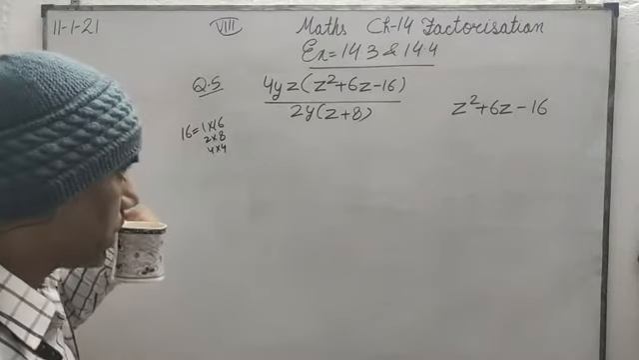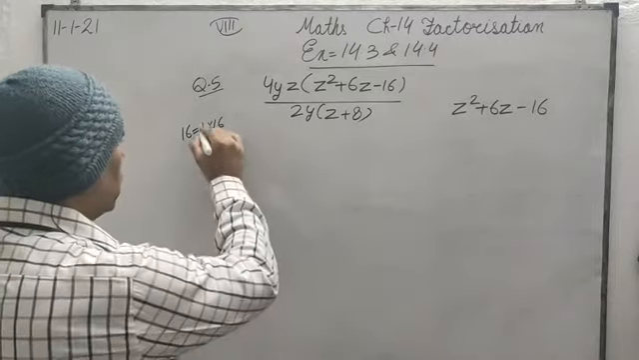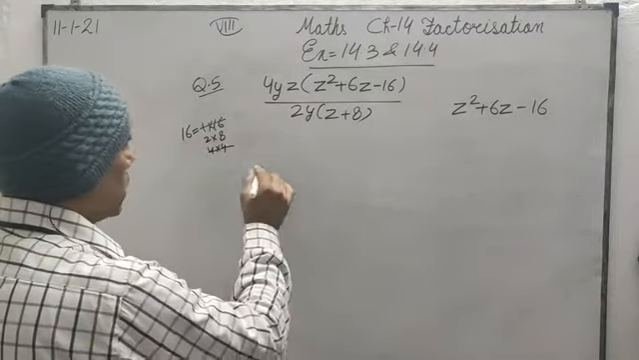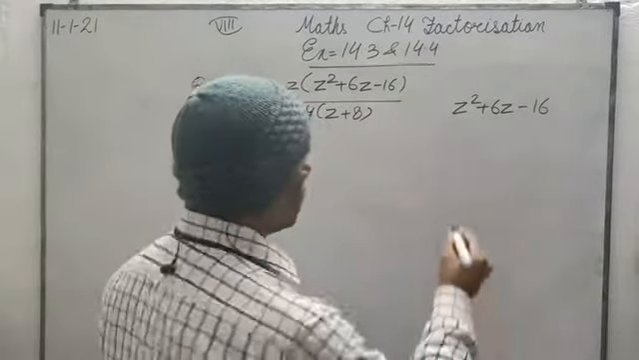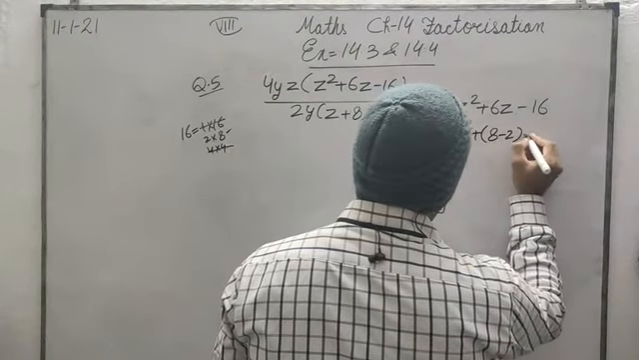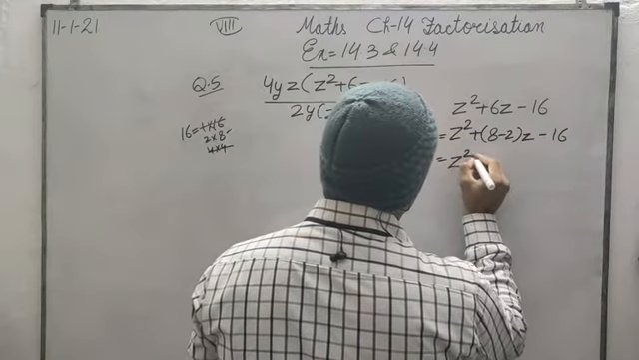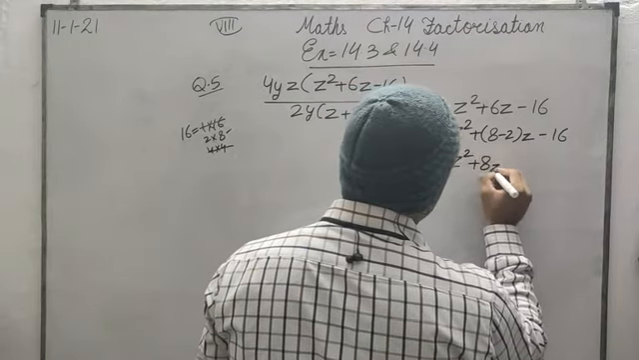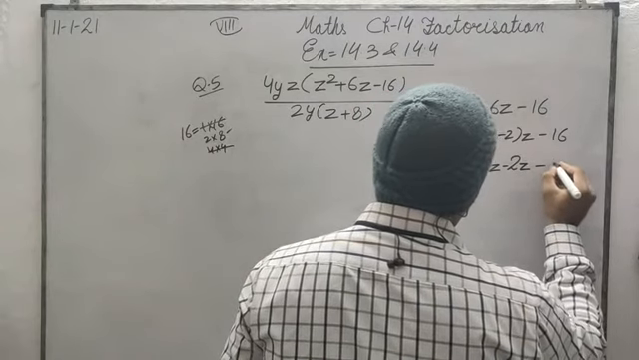So 1 plus 16 is not 6. 16 minus 1 is not 6. 4 plus 4 is not 6. 8 minus 2 is 6. So in place of 6 I am going to write 8 minus 2, z minus 16. So z square plus 8z minus 2z minus 16.